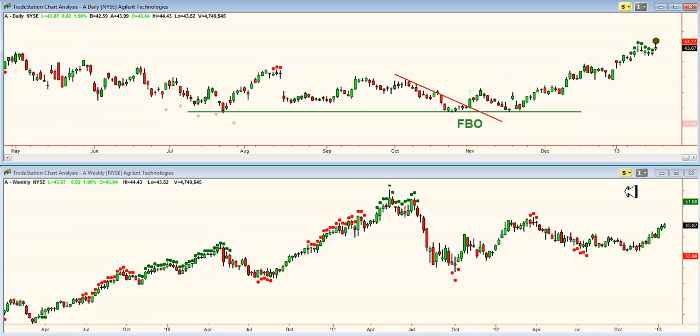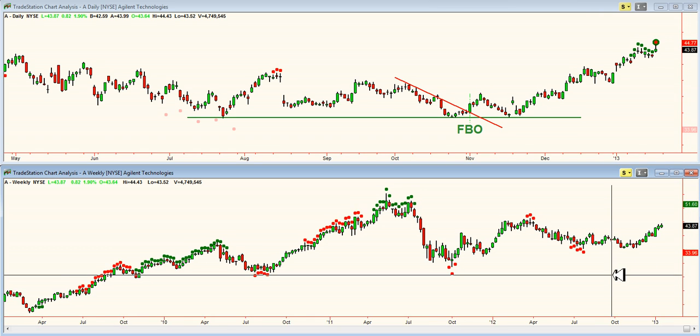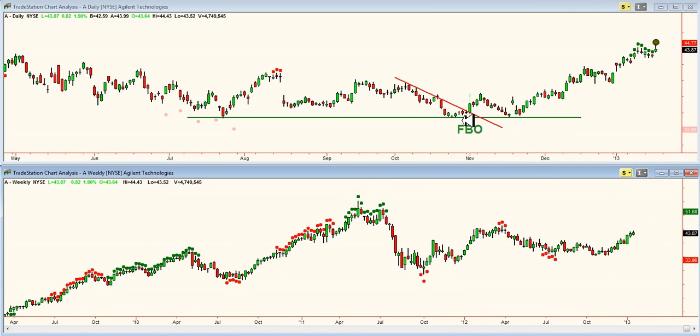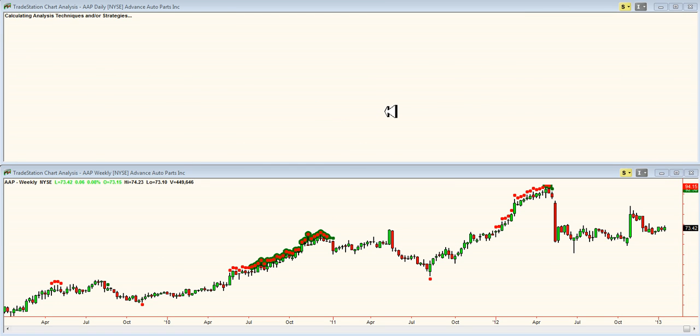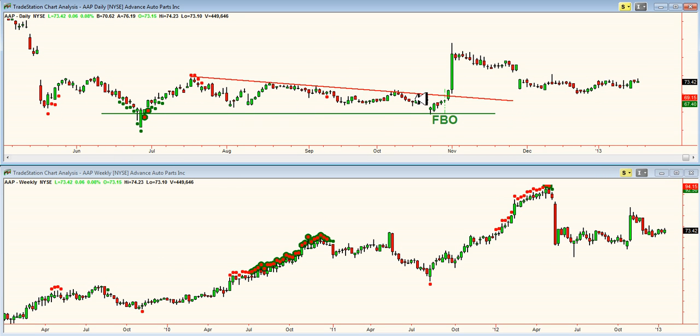False breakout on A. You can see November, July, August, November, reversal here, beginning of a downtrend line, finds that support area. You can also see that support area here on the weekly chart. False breakout, comes back, tests that low, and continues higher. AAP. AAP support level, downtrend line, breaks that level and heads higher.